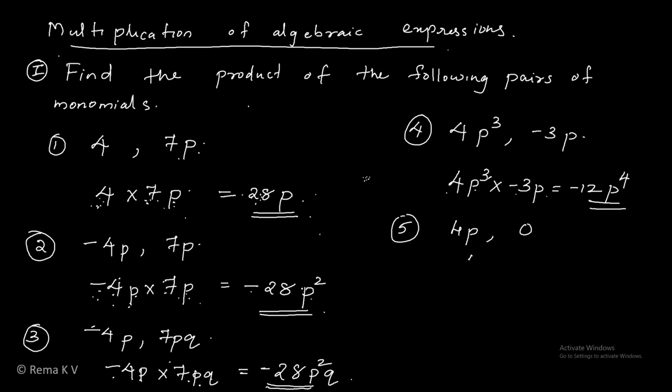So what I have to do, 4p multiplied by 0 gives, the coefficient is 4 into 0, it is 0. 0 into whatever it is, numerical factor or algebraic factor, the answer is 0. Okay, now the next one.